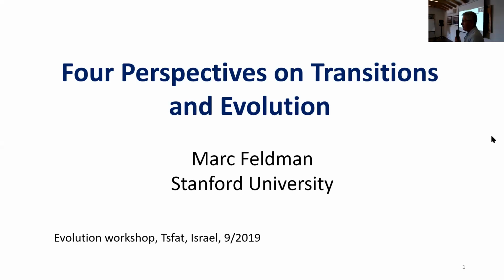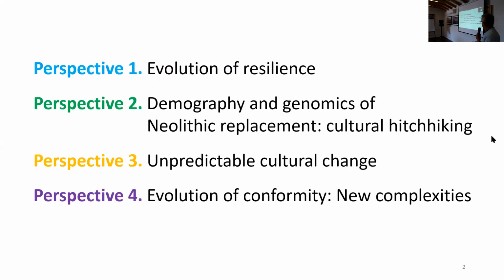I gave this title because there are 4 possible subjects that I've been working on or have worked on that may be related to what the organizers wanted to talk about at this meeting. And they fall into the following categories. The first one, I call it the evolution of resilience. And that is basically a paper that came out earlier this year with colleagues from the Department of Computer Science at Stanford.